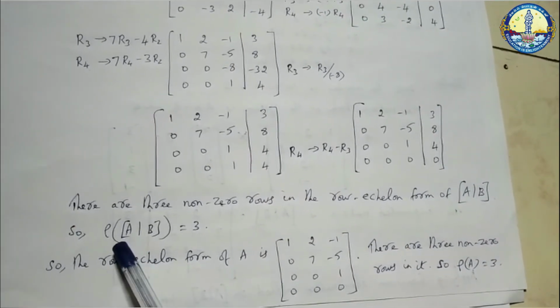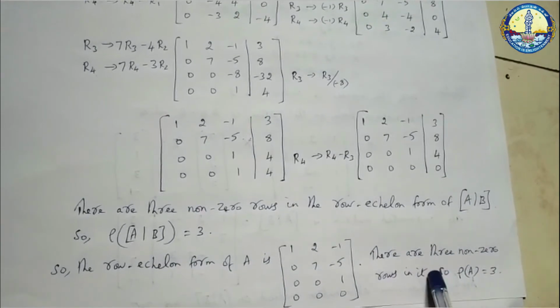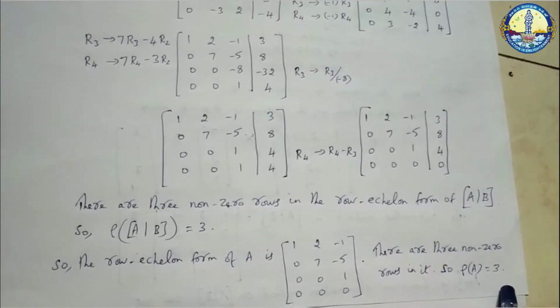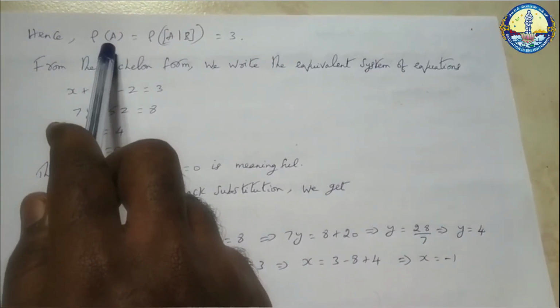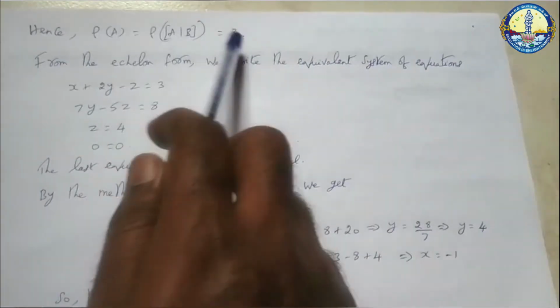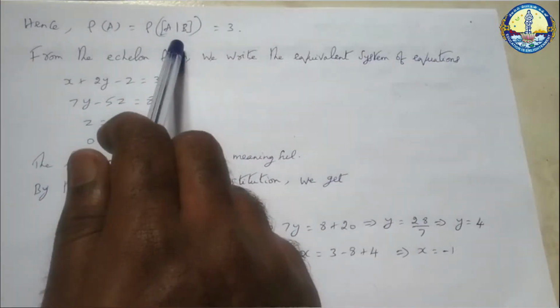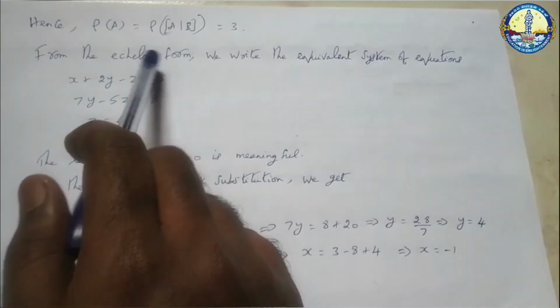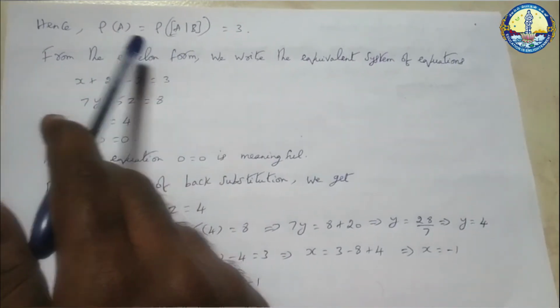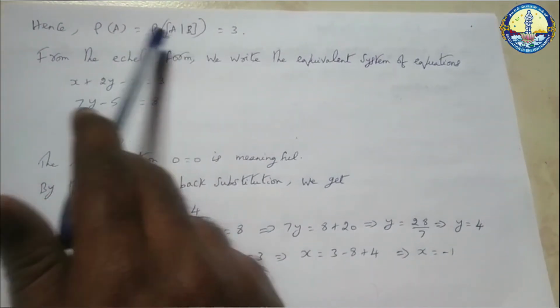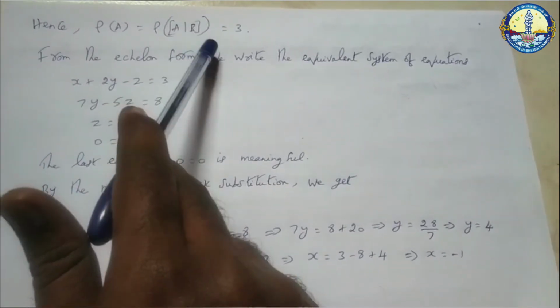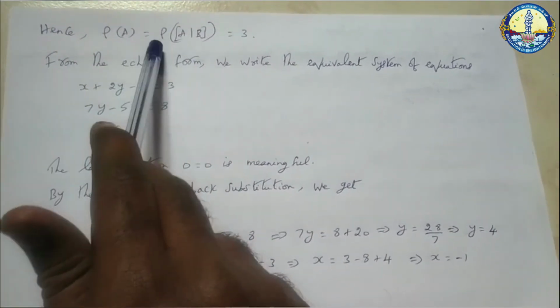So the rank of AB must equal the rank of A. The rank of A and the rank of AB are both equal. If they are not equal, then the system is inconsistent. We simply write inconsistent. So for a consistent system, both should be equal. This is called the important theorem. Here both are equal.